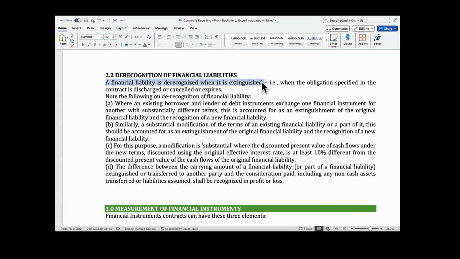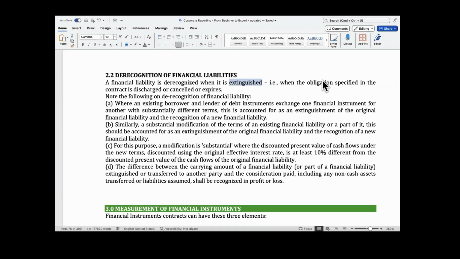In some instances, you could be forgiven the obligation and told, don't pay again. Yeah, you have delivered cash. Do you derecognize it from your books? So that's why the right word to use is extinguished. That's the right word to use. So you derecognize a financial liability when it is extinguished.